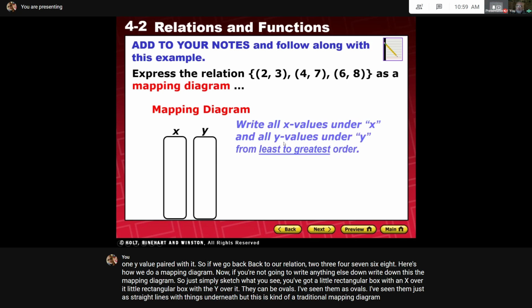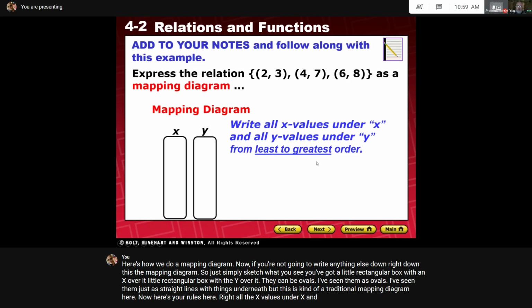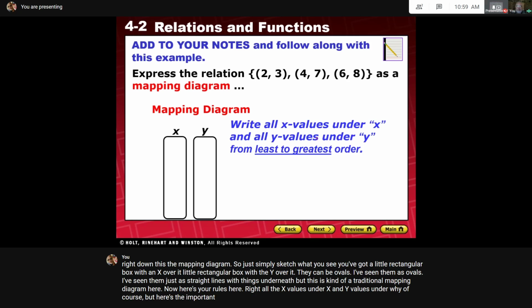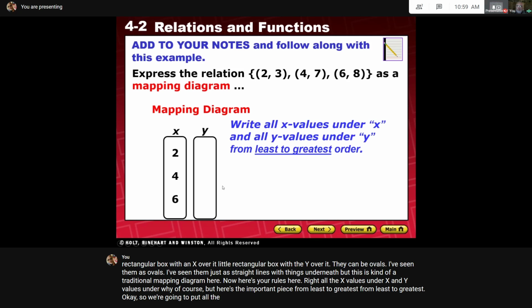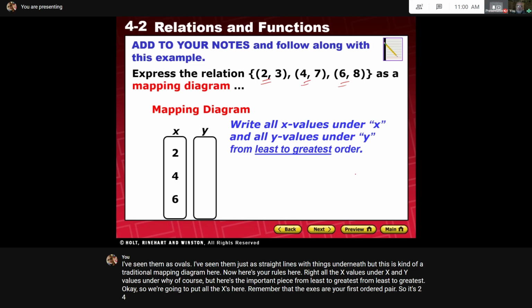Now, here's your rules here. Write all x values under x and y values under y, of course. But here's the important piece, from least to greatest. From least to greatest, okay? So we're going to put all the x's here. Remember that the x's are your first ordered pair, so it's 2, 4, and 6. And then, of course, all your y values are going to go here. And the y values being 3, 7, and 8.